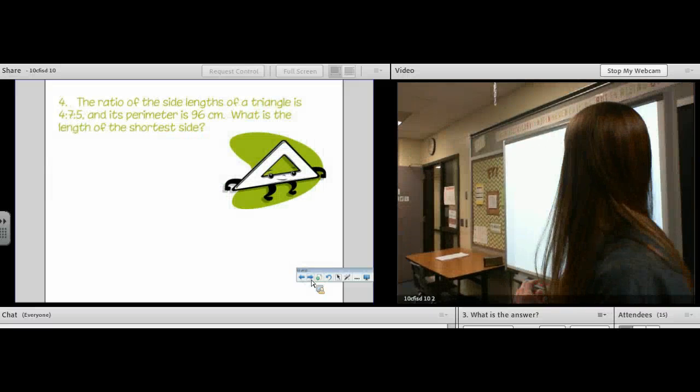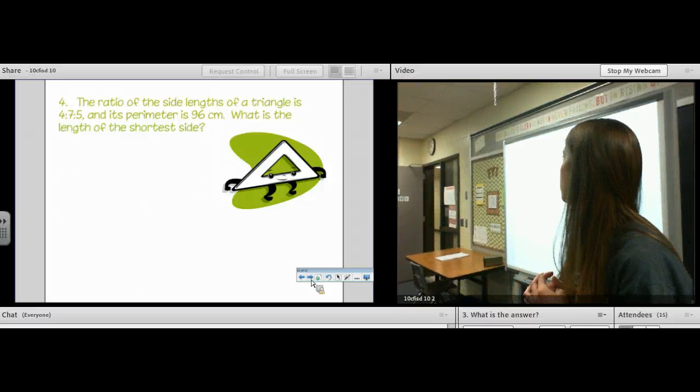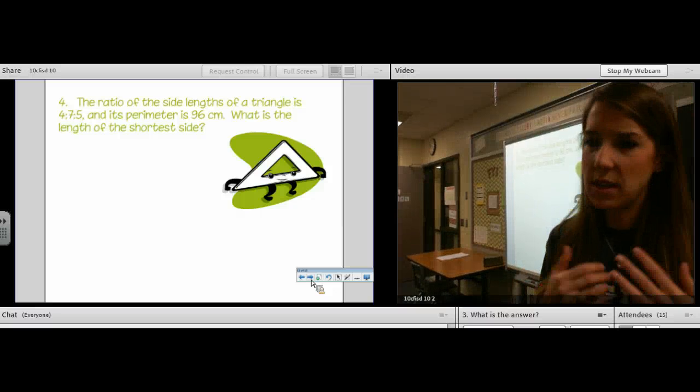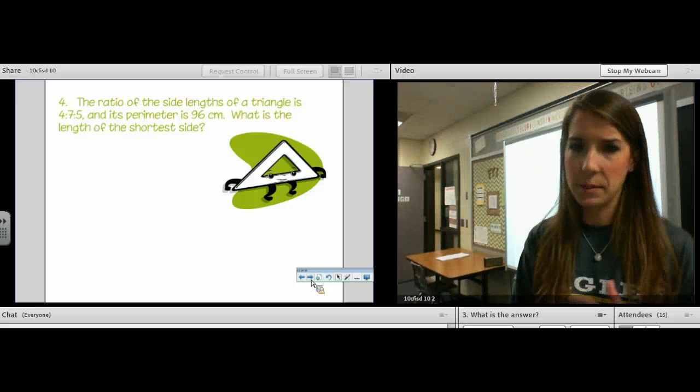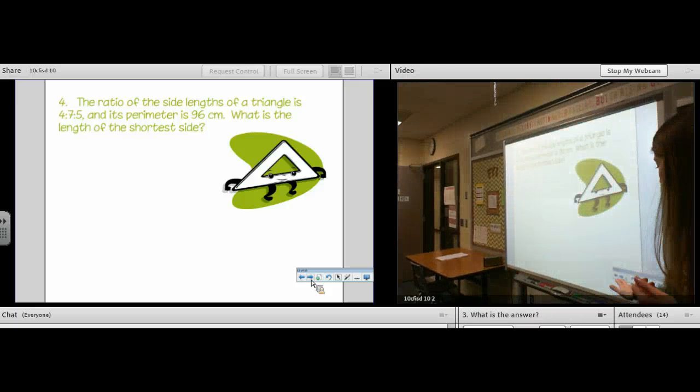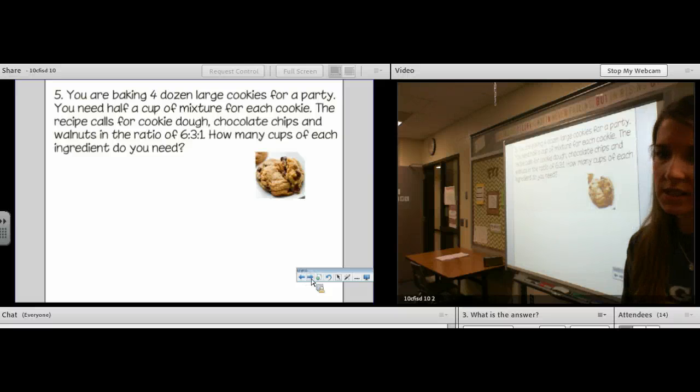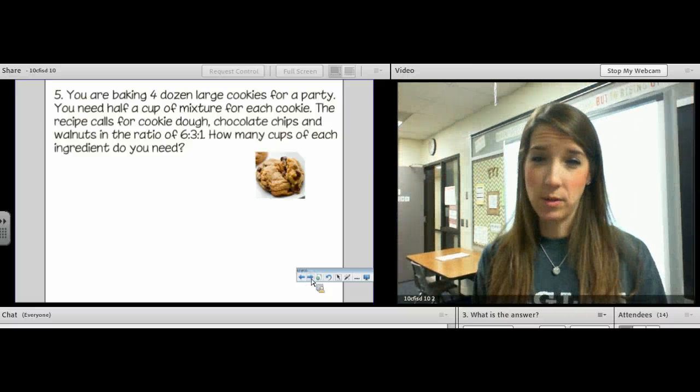The ratio of the side lengths of a triangle, we're actually going to skip this one because we did one like this yesterday, the flagpole one, and this was on your homework a couple times. So let's go to one that we haven't done before. This one's kind of weird, so I want you to be exposed to it.